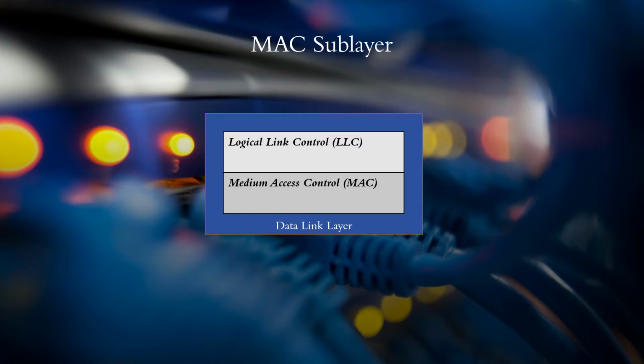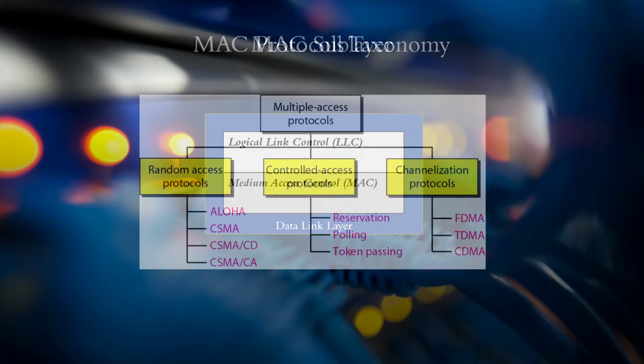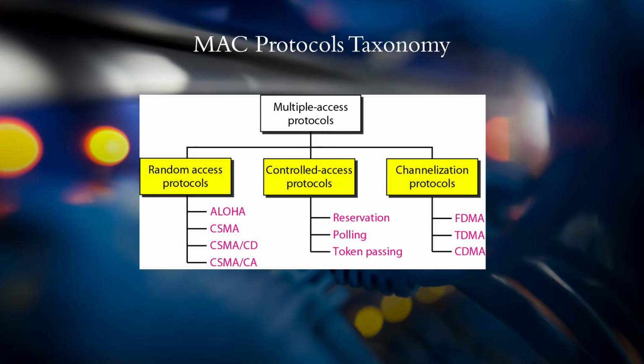The data link layer in TCP/IP is divided into two sublayers: logical link control, or LLC, and medium access control, or MAC. LLC handles tasks such as error detection, correction, and framing, but the MAC sublayer controls access to the shared medium. MAC protocols can be divided into three categories: random access protocols such as Aloha, CSMA, control access protocols such as token passing, and channelization protocols such as FDMA and TDMA.